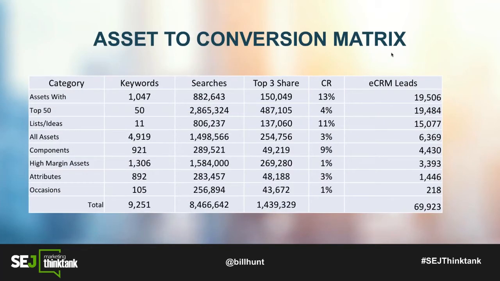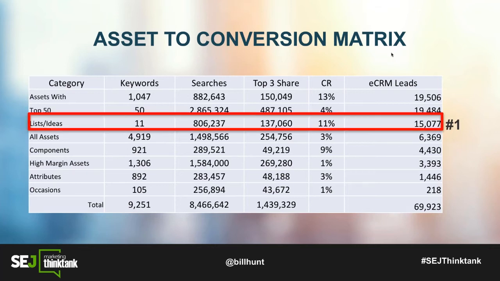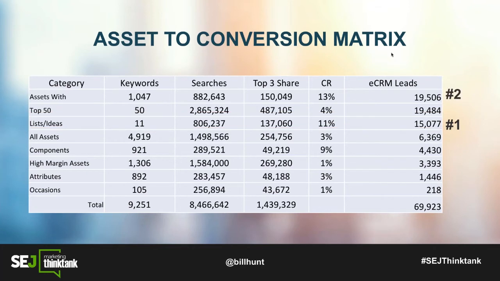Number one was we went after the list of ideas. So these were people that were specifically looking for lists of things, so a list of 10 or the top 50 things. We chose this for two reasons. One, there were 11 keywords, so easy to work with. Two, it was our second biggest conversion rate when we looked at what phrases and what pages were converting.